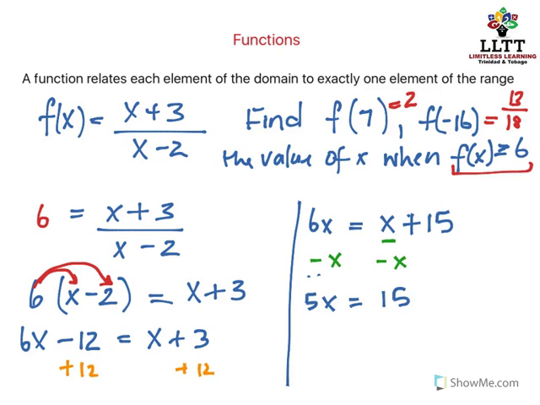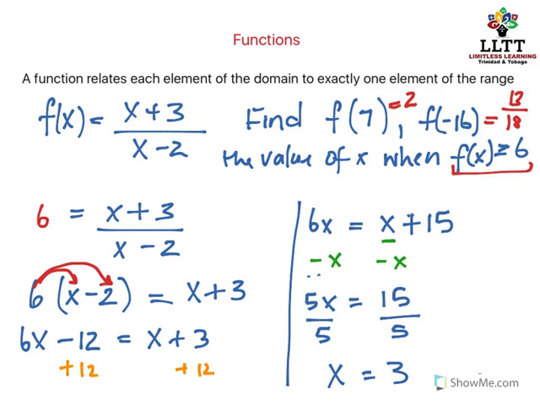I want to solve for x alone. On my left-hand side, I have 5 times x. So that means that I need to divide both sides by 5. 5x divided by 5 will leave me with x alone. And 15 divided by 5 will leave me with 3.